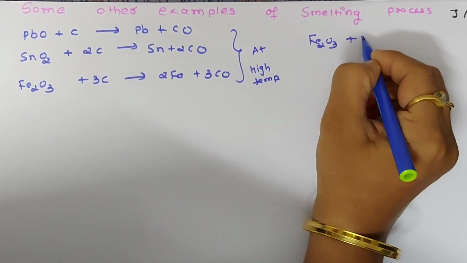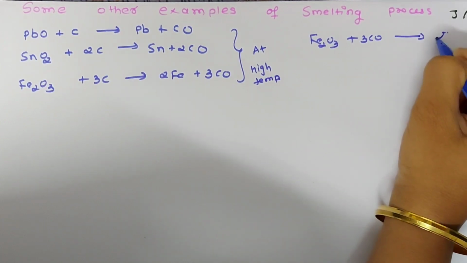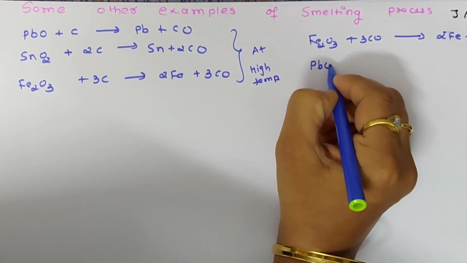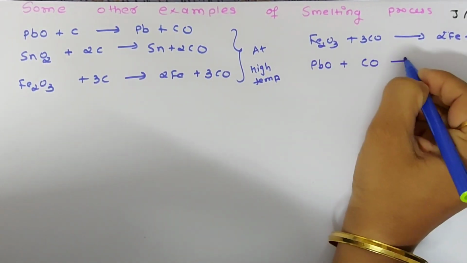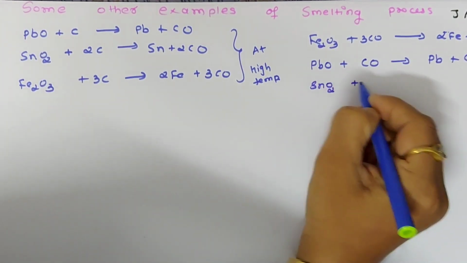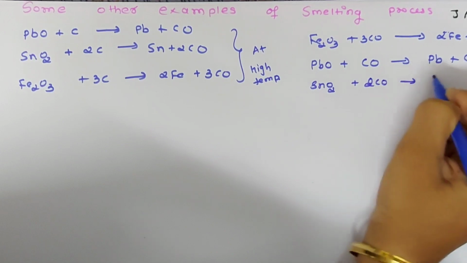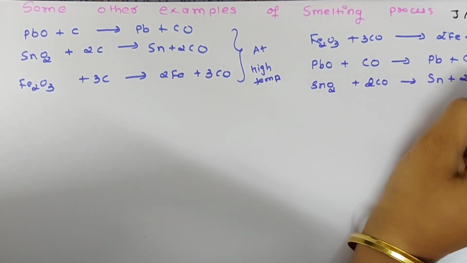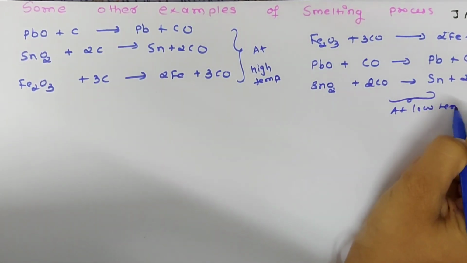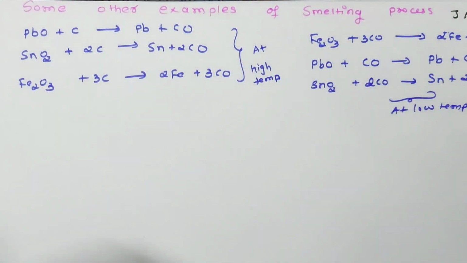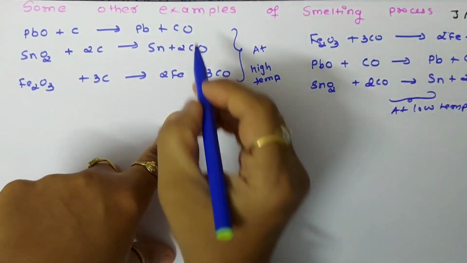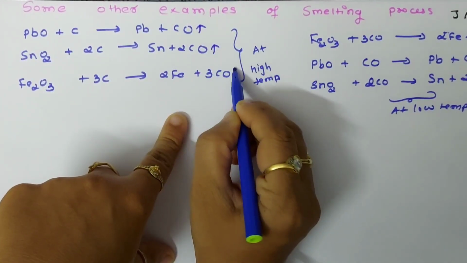Fe2O3 plus 3 CO gives twice Fe plus 3 CO2. PbO plus CO gives you Pb plus CO2. SnO2 plus twice CO gives you Sn plus twice CO2. And this will be carried out at low temperature. So now you are clear that at high temperature, we are using carbon as a reducing agent, and there will be formation of carbon monoxide as a volatile gas.